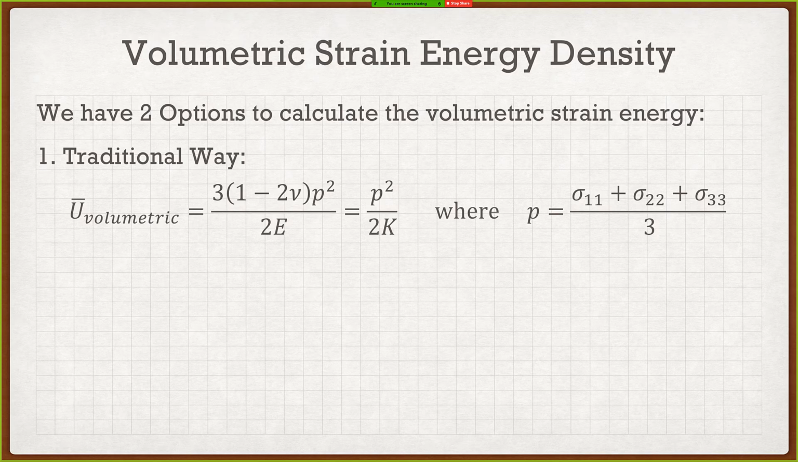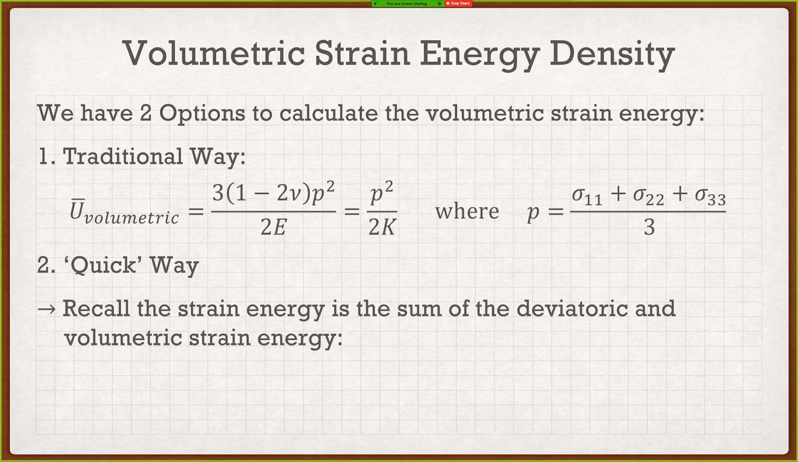How do I find it? Well, P is simply the trace of our stress tensor, so sigma 1 plus sigma 2 plus sigma 3, all divided by 3. Just like before, this would be a problem if we did not have the stress components. However, after part A, we have sigma 1, sigma 2, and sigma 3. We can just plug and chug our way to the answer. Now, there is a second way to calculate it because we have solved for part A and part B at this point. So this is what I call the quick way.